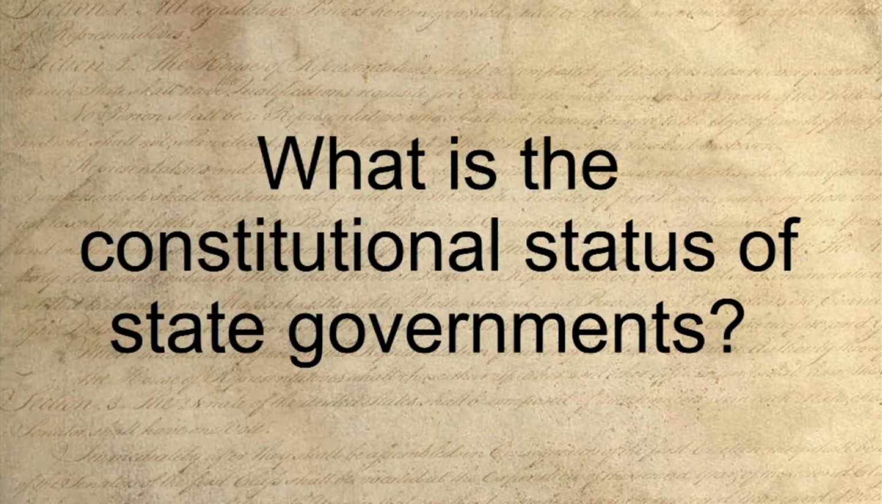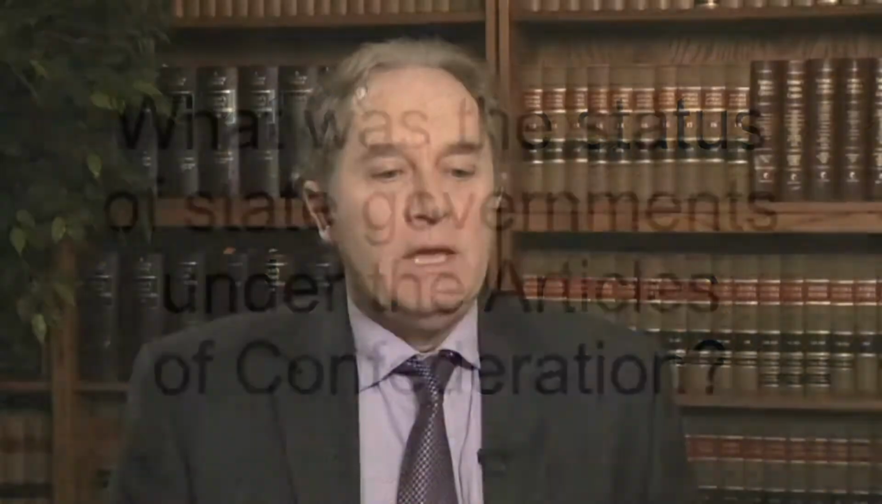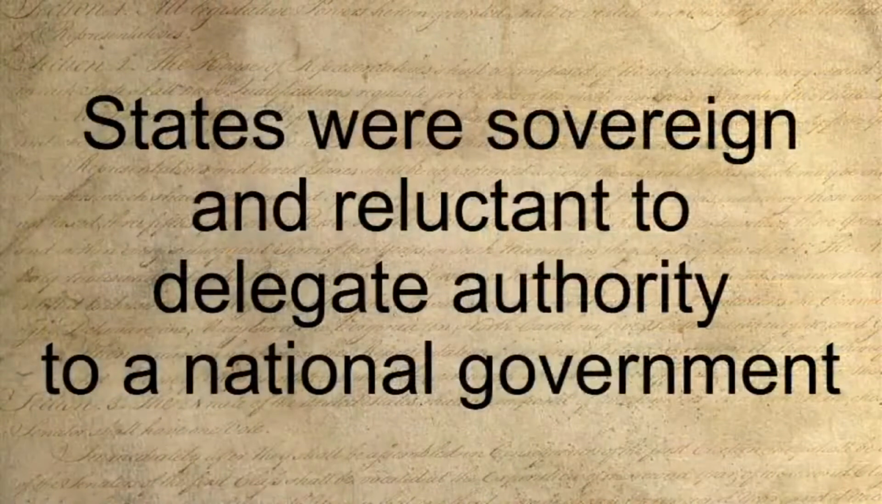And more specifically, let's start with what was the status of state governments under the Articles of Confederation? This is a very important question for the purpose of history and our own time. Under the Articles of Confederation, states were considered to be sovereign, and therefore states, jealous of their powers, delegated authority to the Congress on a very sparing basis.